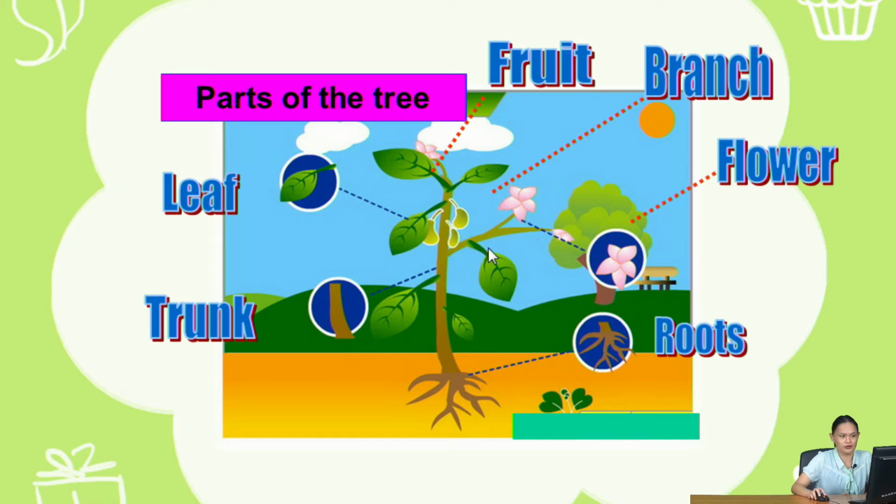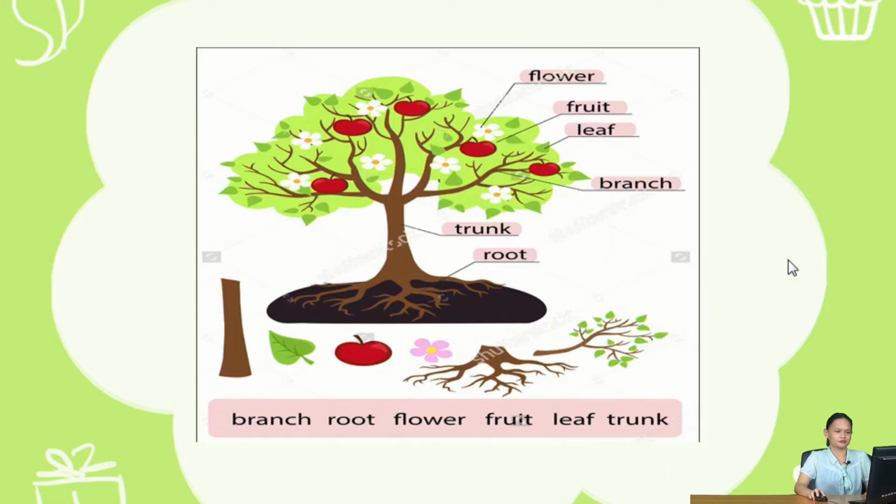The other brown. Next is of course the flower. The flower in a tree. So this is a flower. And the last part of a tree is the roots. Roots. So roots, it looks like this. Let's have a look at our next slide.